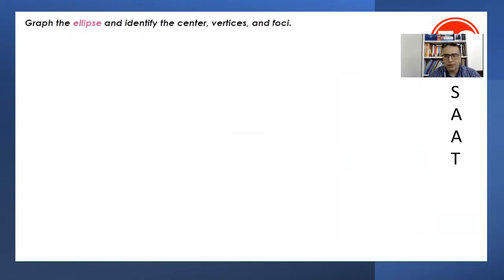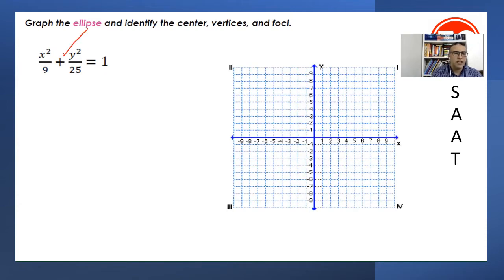Let's go to the first example for the ellipse. Graph the ellipse and identify the center, vertices, and foci. x squared over 9 plus y squared over 25 is equal to 1. Notice that for the ellipse, the sign here is plus. So we take the number below the x and we figure out its positive and negative root. Positive and negative root of 9 is positive and negative 3. You go to the point 3 and the point negative 3. The center here is 0 and 0.